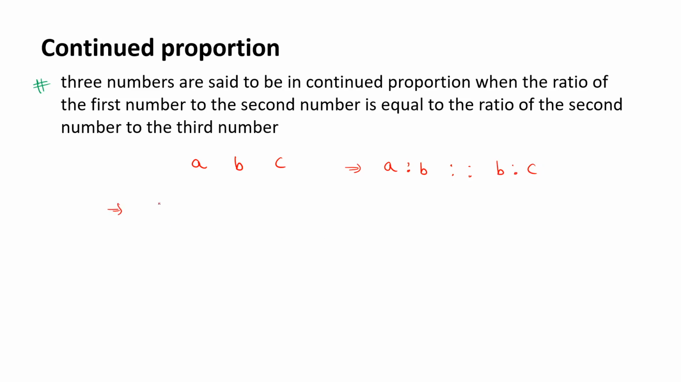Or let us take 1, 2 and 4 as three quantities. The ratio between the first term and the second term is 1:2, and the ratio between the second term and the third term, that is 2 and 4, when simplified, also gives us 1:2. Now the ratio between the first term and the second term is equal to the ratio between the second term and the third term. Now we can say that 1, 2 and 4 are in continued proportion.